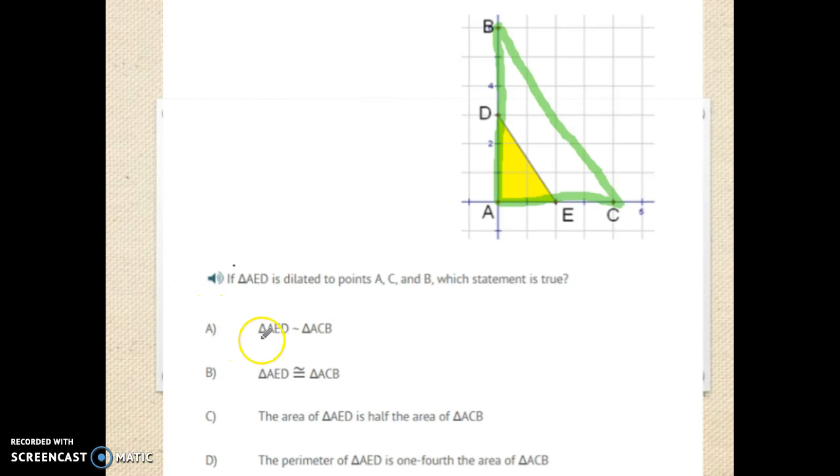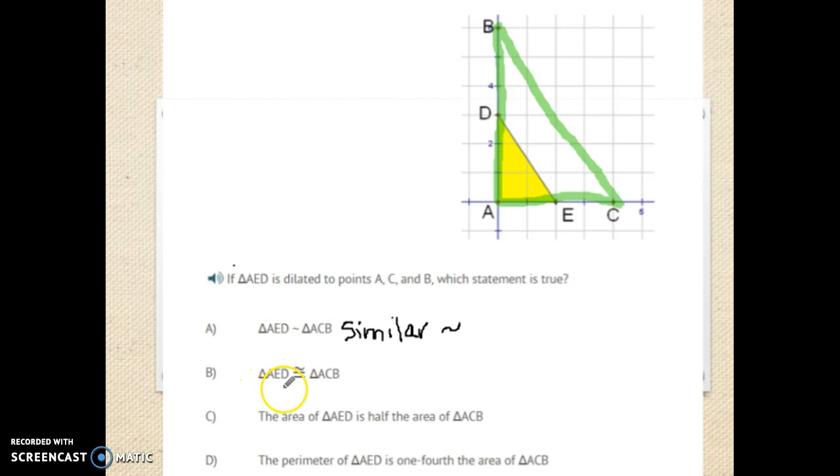A says triangle AED is similar to triangle ACB. So the first thing you need to know about this is that you have to know that that little squiggly line means similar. And that is probably a true statement. We're not going to cross that one off yet. In fact, I know it's a true statement, but we'll come back to that.